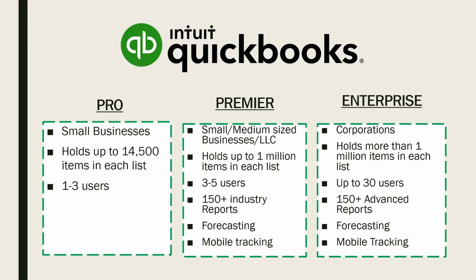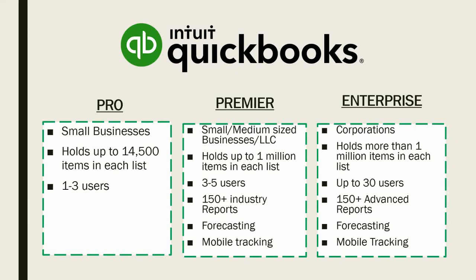Of course, if you upgrade to the Premier version, this is for small to medium-sized businesses who tend to have more people on their list, so more customers, more vendors, or even more employees that they're involved with. This one can hold up to 1,000,000 different items on each list. Again, it's for a lot more bigger scale, with a little more flexibility for larger and more uses of entering a transaction.